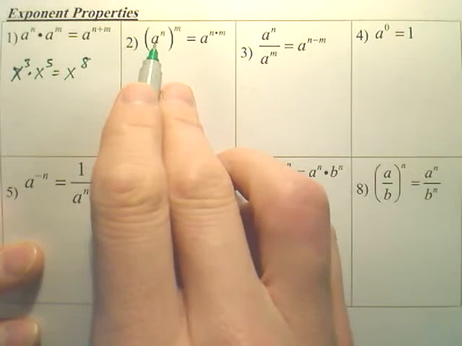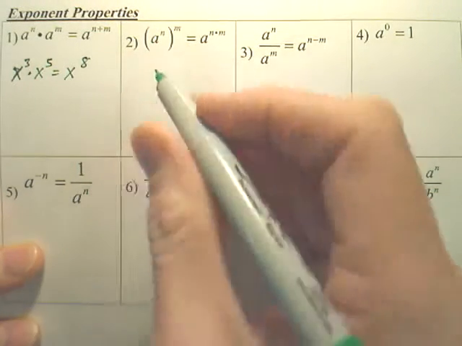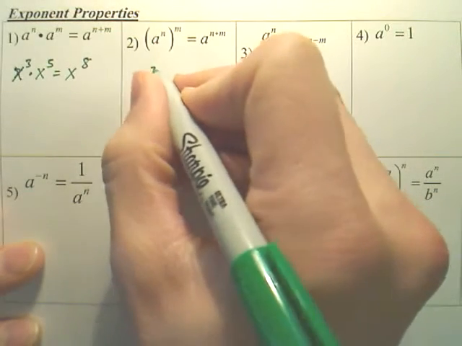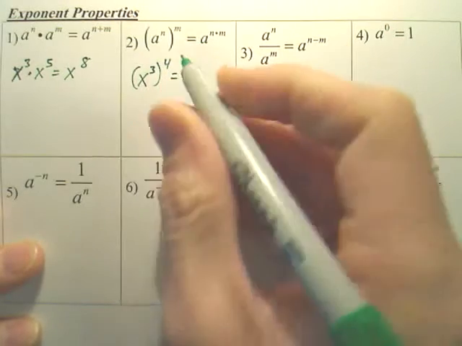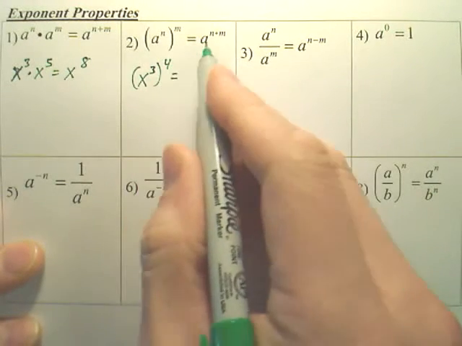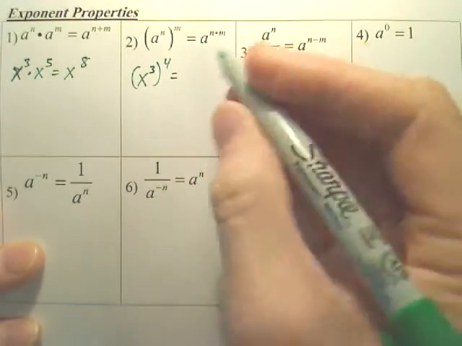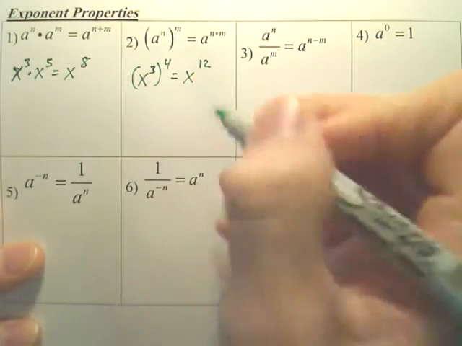Here, if you have a power to another power, like two powers, for instance, say x to the third to the fourth. If you have a power to a power, what you're going to do is multiply. So it's going to be x to the 12th.